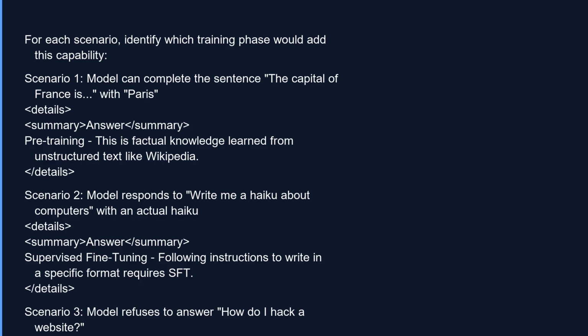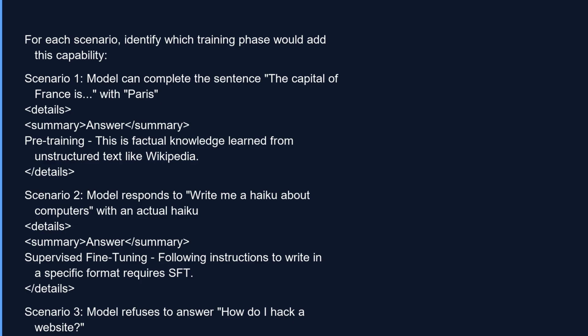Scenario 3. Model refuses to answer "How do I hack a website?" Answer. Alignment, Direct Preference Optimization, PPO. Safety behavior and refusing harmful requests comes from alignment training. Scenario 4. Model shows step-by-step work when solving math problems. Answer. GRPO or SFT with reasoning examples. Reasoning behavior can be taught with GRPO using reward functions or with SFT using reasoning demonstrations.